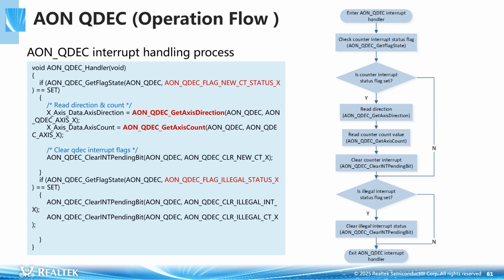Upon entering the AON QDecoder interrupt handler, you can determine whether it is due to a new data interrupt. You can retrieve the direction of the phase change and the count value. If illegal data is detected, the system will enter the illegal interrupt as well.